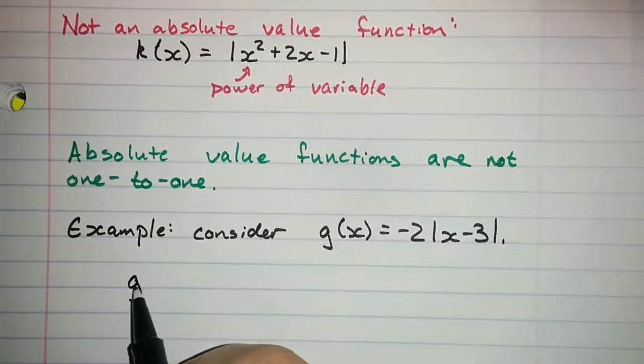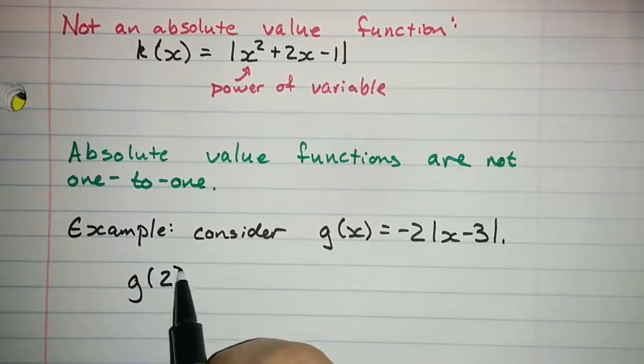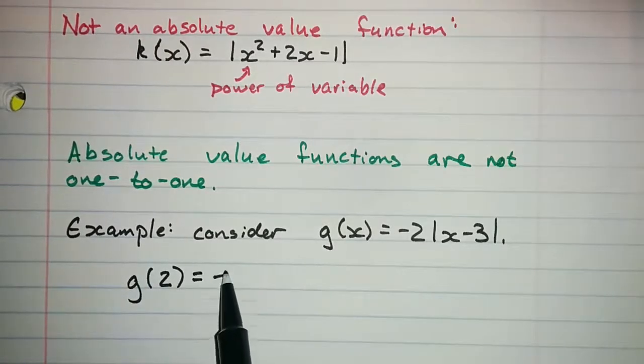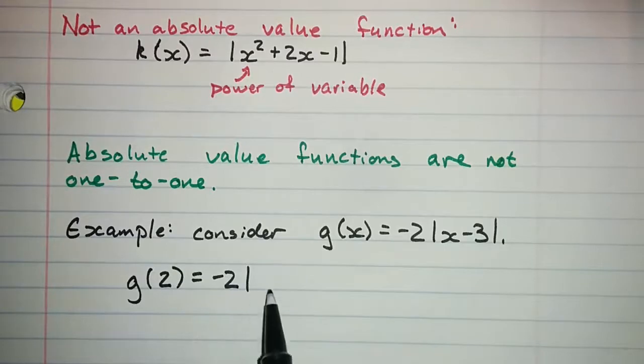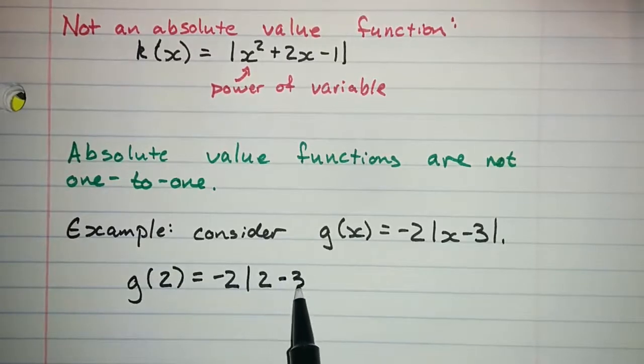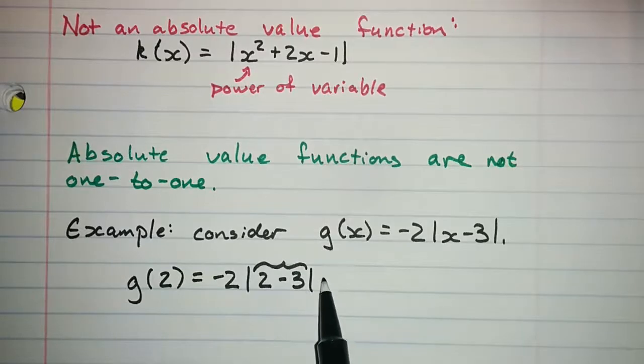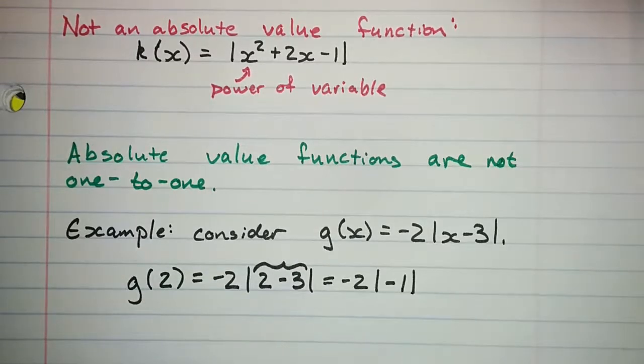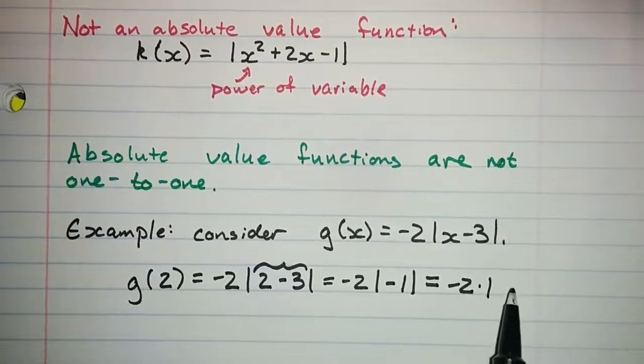Let's see. g of 2 is negative 2 times the absolute value of 2 minus 3. Arithmetic inside the absolute value first. Negative 2 times the absolute value of negative 1. The absolute value of negative 1 is just 1. And negative 2 times 1 is negative 2, of course.